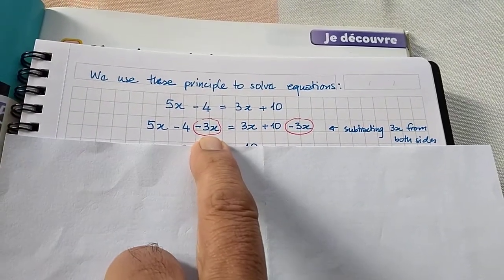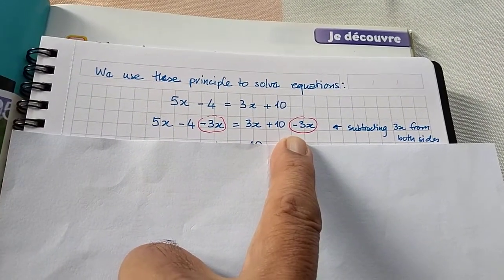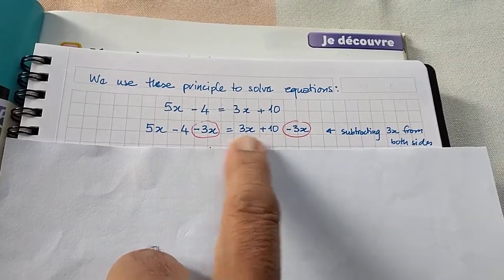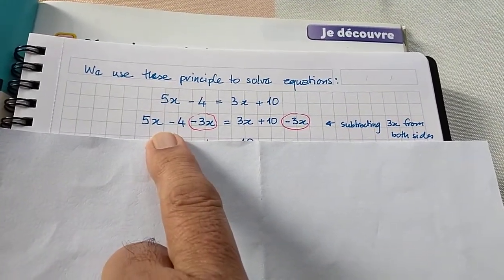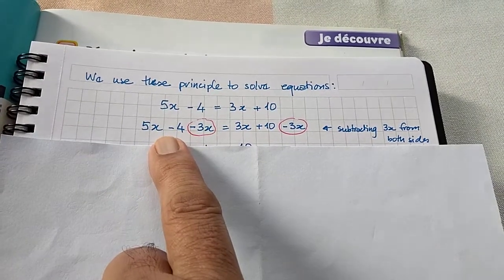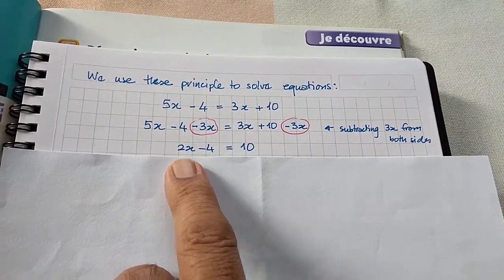I have circled it in red just to indicate that this is the operation I am doing on this step. So what do I get? I'll get 5x minus 3x, that will become 2x. So the left side will become 2x minus 4.